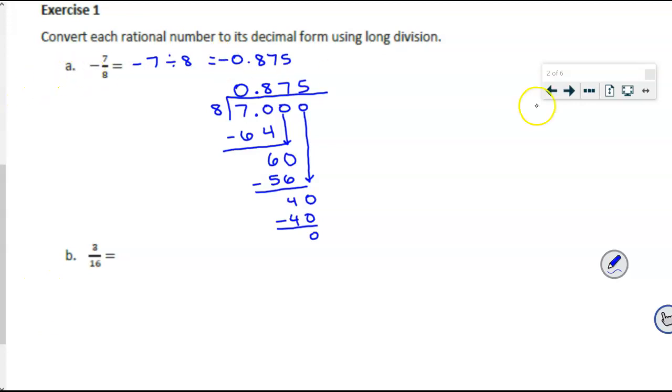We started with a negative. We want to make sure that we end with a negative. Anyone else catch that? Did you make that mistake on your own page? All right. Okay, let's learn from that.